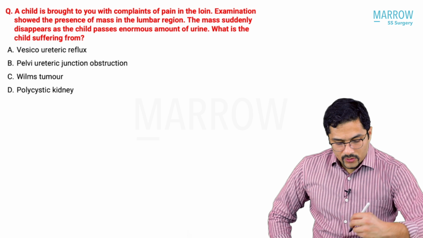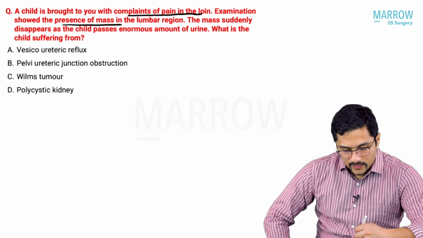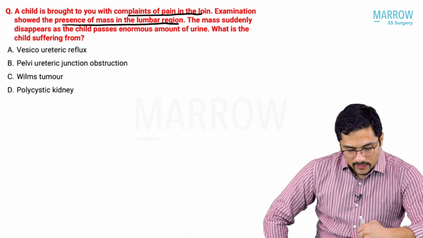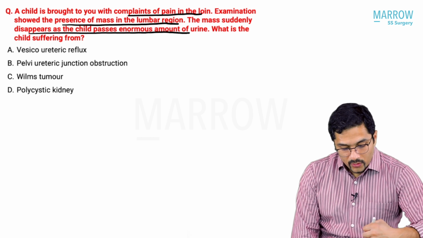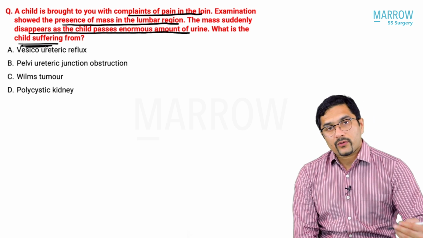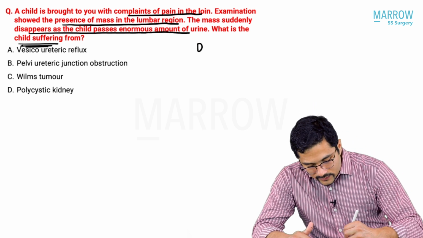A child is brought to you with complaints of pain in the loin. Examination shows a mass in the lumbar region. The mass suddenly disappears as the child passes large amounts of urine. What is the child suffering from? So, this is the typical description of Dietl's crisis.